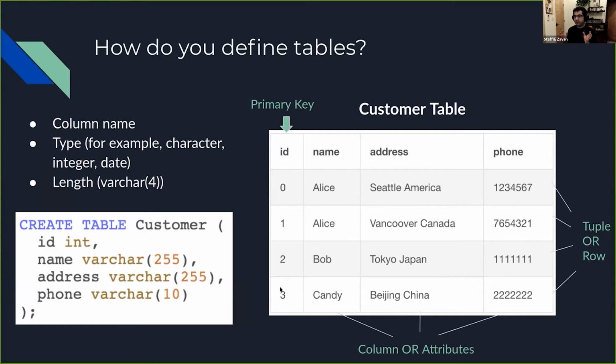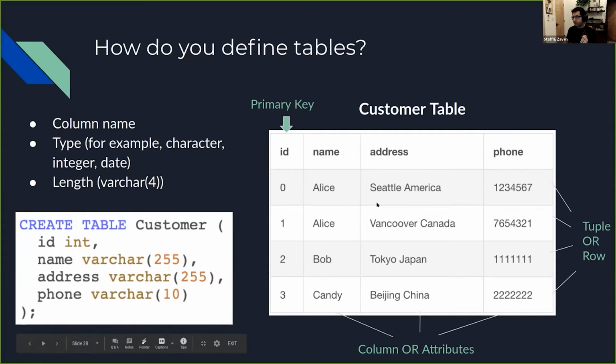Before we can actually use the data, we need to first create the database. Specifically, we have to create the table. So how do we define tables? Tables are where our data lives, and they look something like this. We've seen some examples of data and column names. For example, we might have a customer table with these columns: ID, name, address, phone. Each column needs a name so that we can refer to it, it needs a type, and it needs a length if it requires one.